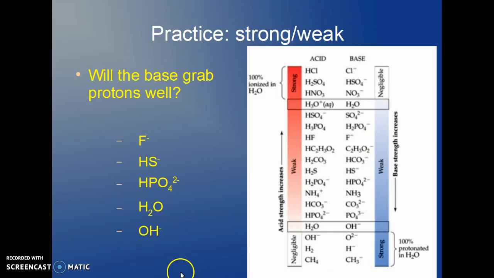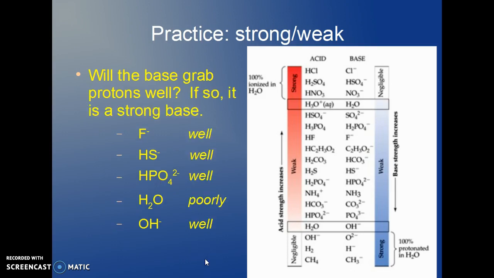Will the base grab protons? Well, look at these bases and answer the question. And that means that these would be strong bases if they grab protons well. Fluoride, hydrogen sulfide ions, and the hydrogen phosphate and the hydroxide. And they are good bases, whereas water will not grab protons well.